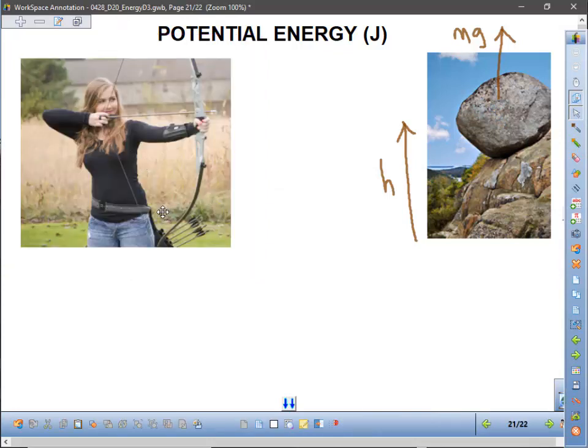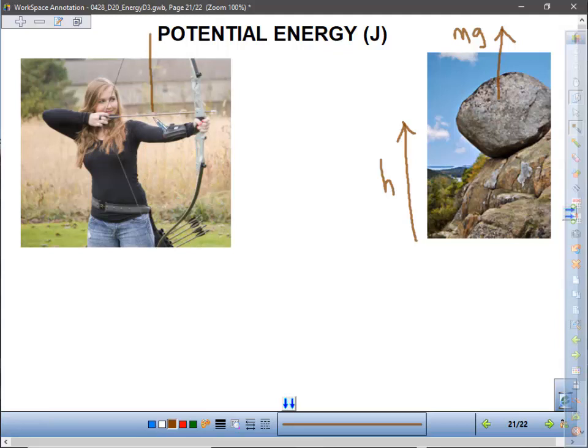For example, this gal and the bow and arrow, right? When she first picked up the bow, the string was like this, okay? But then she put an arrow in it, and then she had to pull the arrow that way. It took force to pull against this string and change the shape of the bow. Force, and then she had this distance. Here's the distance she pulled, right? So force and distance.